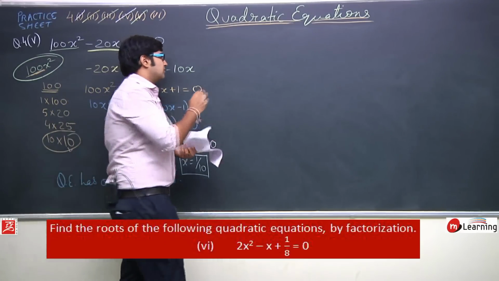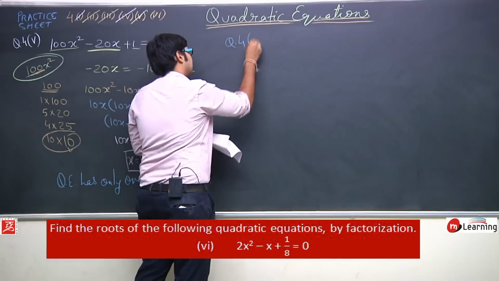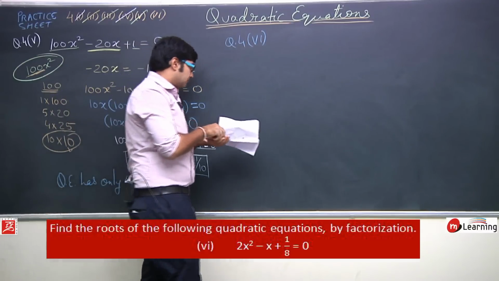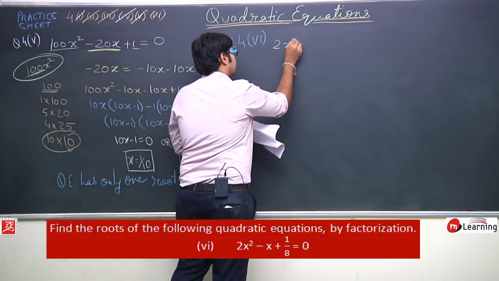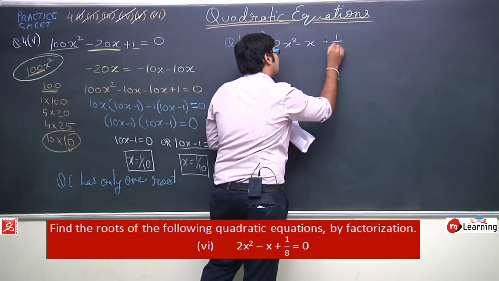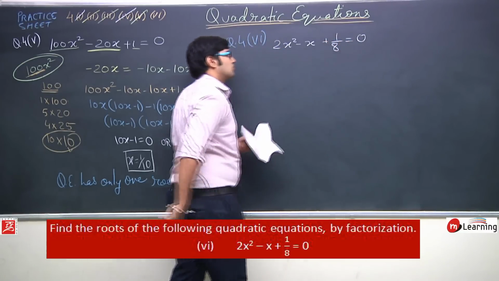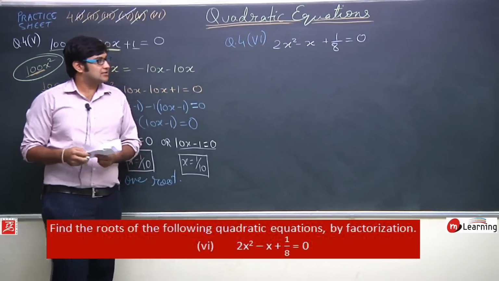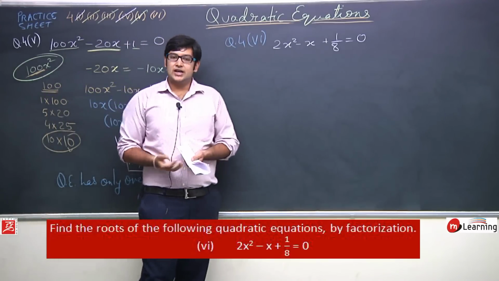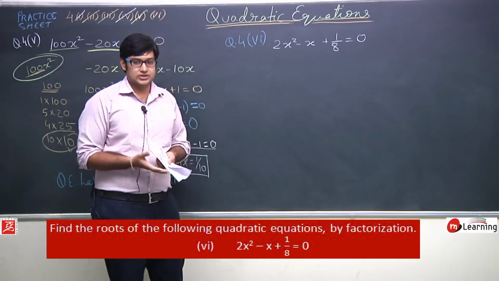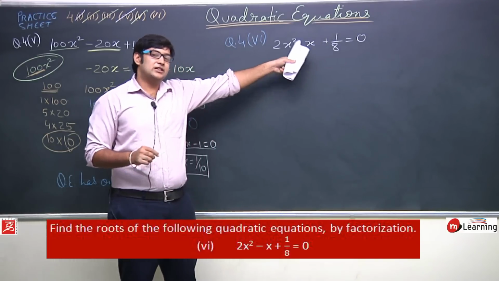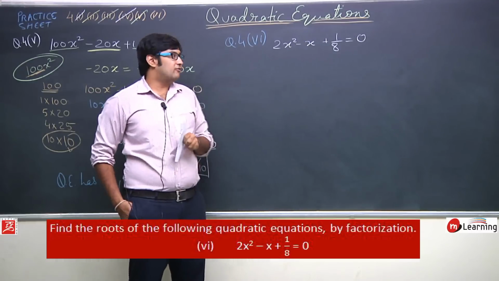The sixth part of question number 4 says 2x square minus x plus 1 by 8 is equals to 0. This is a quadratic equation and we need to find its roots or solutions. We can see that the constant term available in this quadratic equation is a fraction.